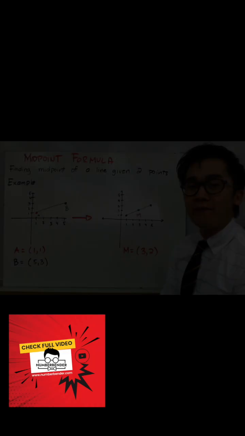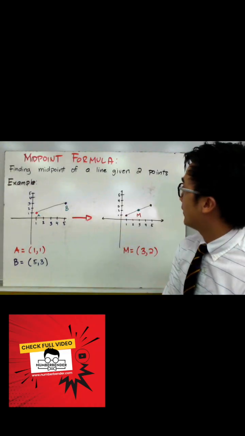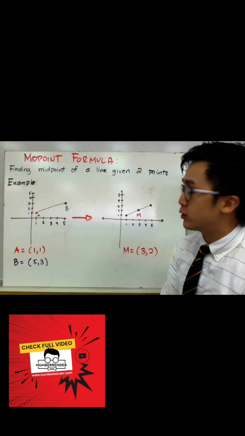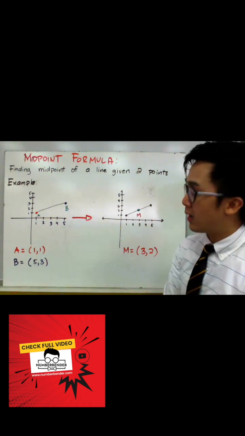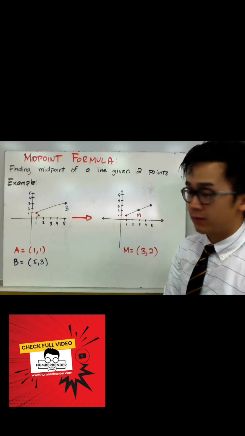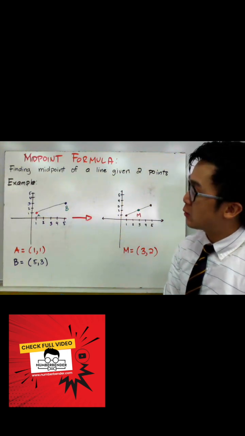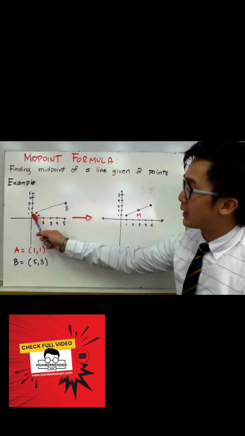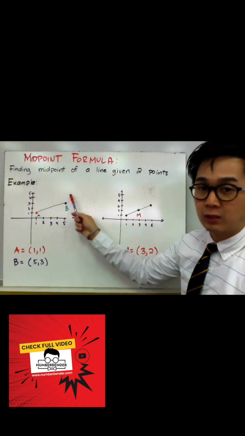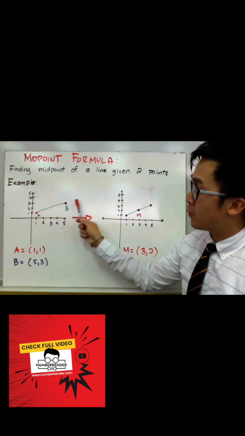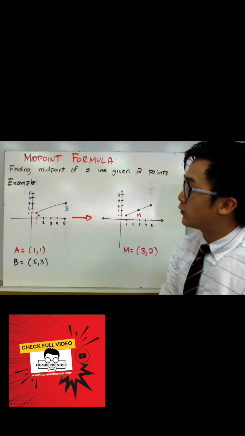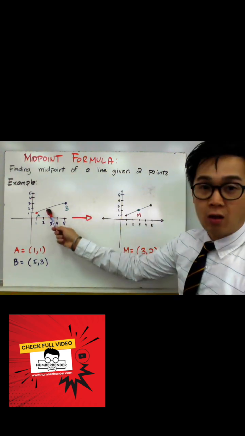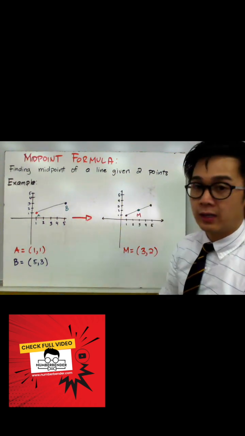Today we're going to find the midpoint of a given line given 2 points. Now in the example that you're seeing right now, we have 2 points, which is point A and point B, given by the ordered pairs (1, 1) and (5, 3). If we're going to plot these 2 points, we'll have point A right here and point B in this particular quadrant. And if we connect these points right here, we'll create a line segment. And for today, we're going to learn how to find the midpoint of our line segment using a formula.